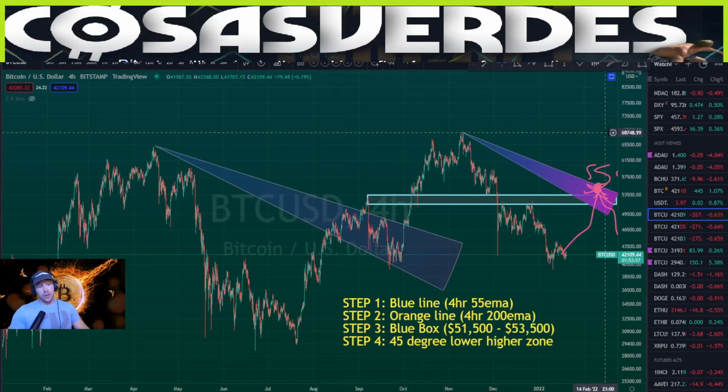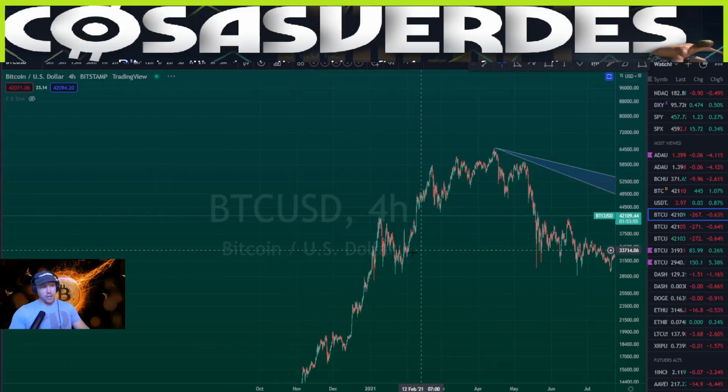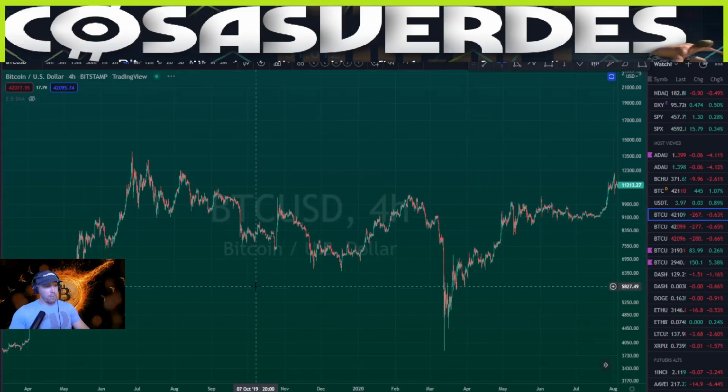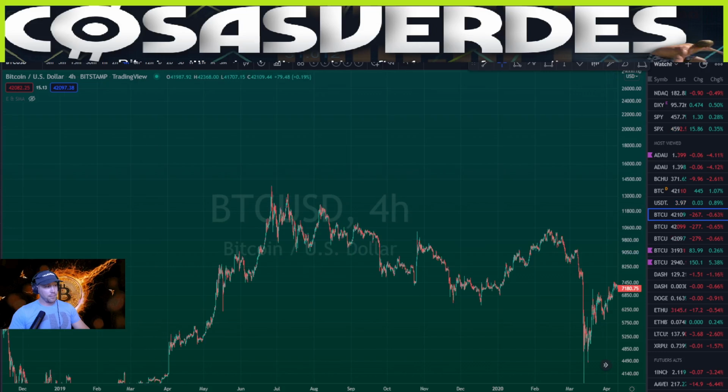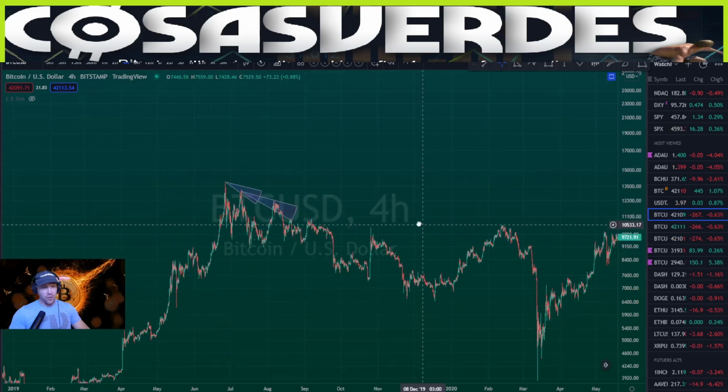And let's use this projector tool throughout the rest of Bitcoin history. So let's go back here. Okay, top, roughly 45-degree angle. Did it get above? No, and it fell. Another top. Did it get above this roughly 45-degree angle? No, and it fell. It's just over and over and over.